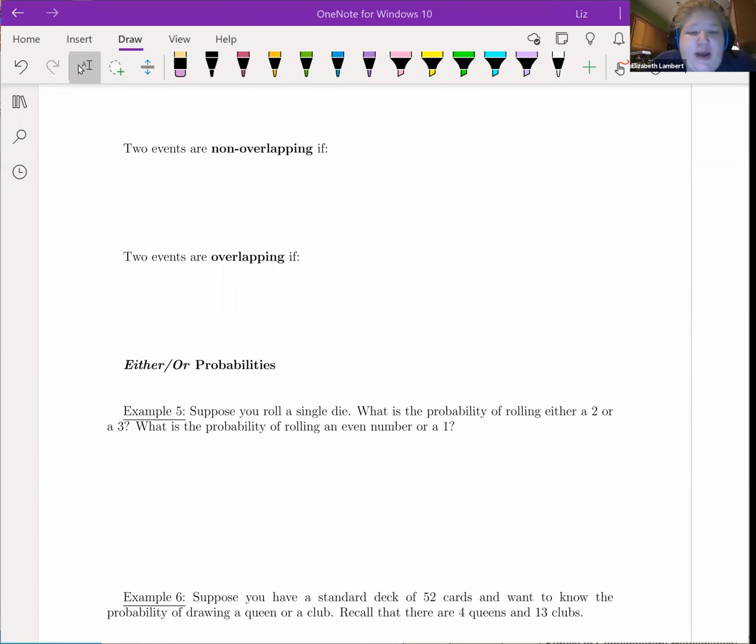Welcome back to the other half of 7b. So we have this non-overlapping and overlapping. Now, the reason we are using that kind of terminology is because this really lends itself to the idea of Venn diagrams.